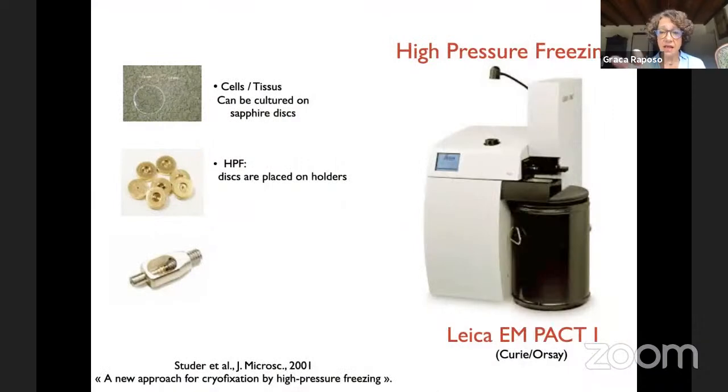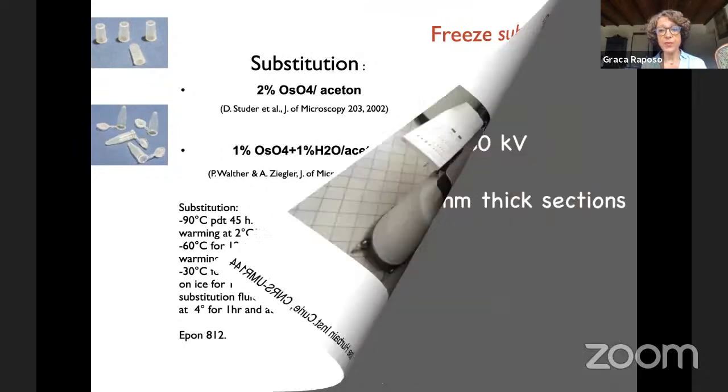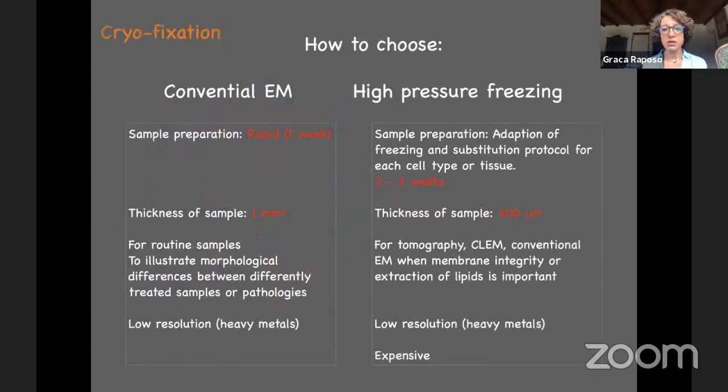Again, this is another example of another equipment that was also available some years ago. This is one of the first ones that was developed by Leica. And how do you do it though? After the specimens are frozen, you have to do a process that is called freeze substitution. Again, this is an example of a protocol. Here we can use sections of about 60 nanometers, like for doing the conventional EM.